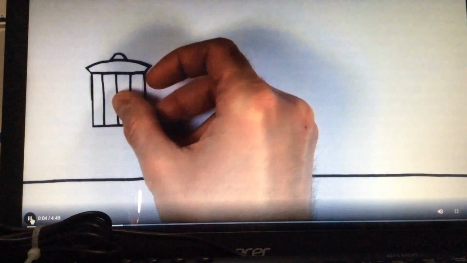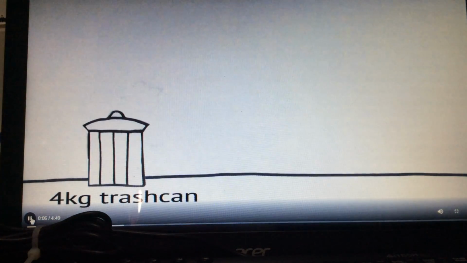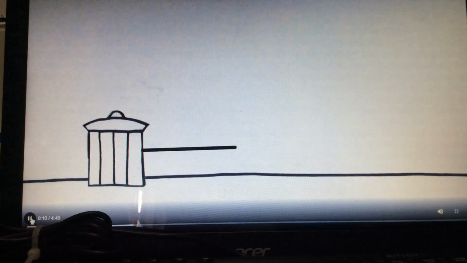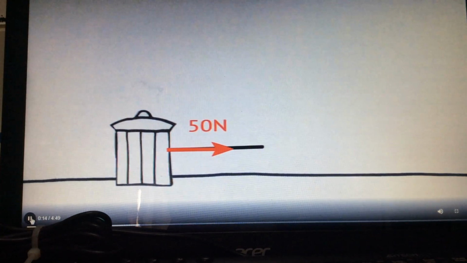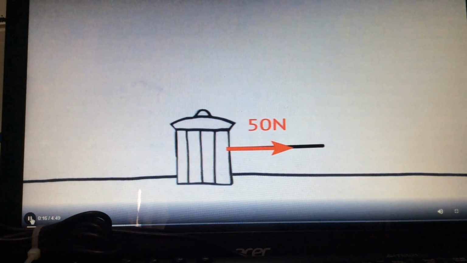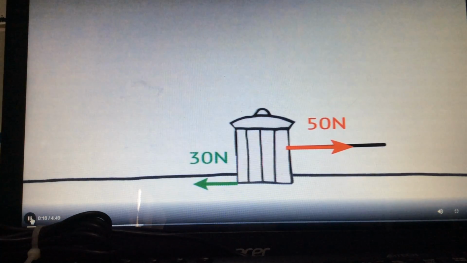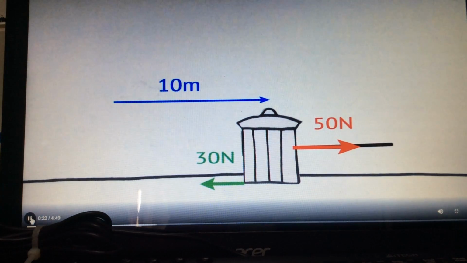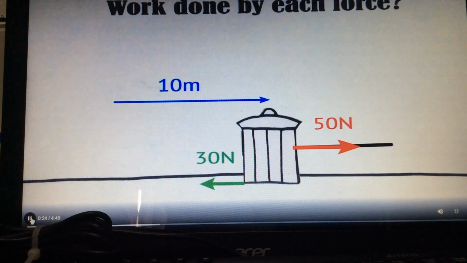I'm going to show you some examples of how to solve problems involving work. Imagine a 4-kilogram trash can. The trash can is disgusting, so someone ties a string to it and pulls on the string with a force of 50 newtons. The force of kinetic friction on the trash can while it slides is 30 newtons. The trash can slides across the ground for a distance of 10 meters. Let's try to find the work done by each force on the trash can as it slides across the ground.